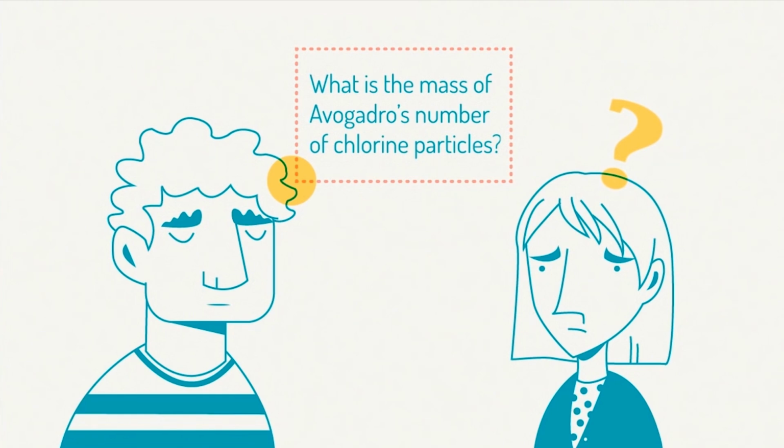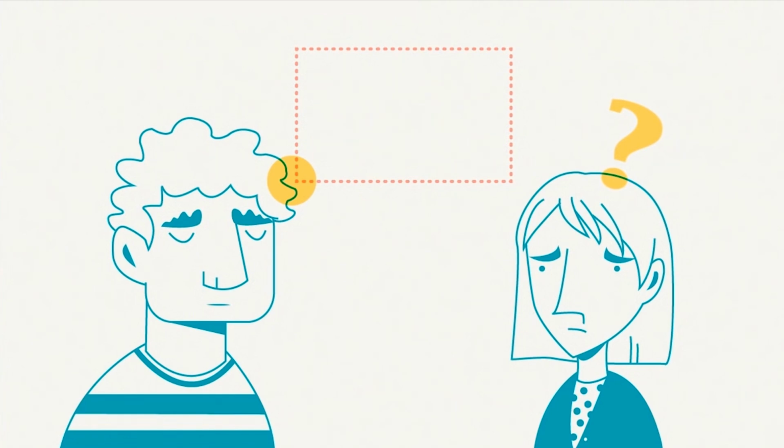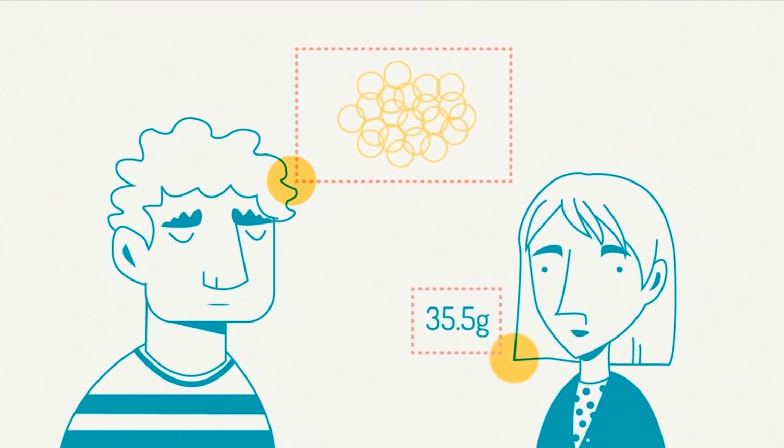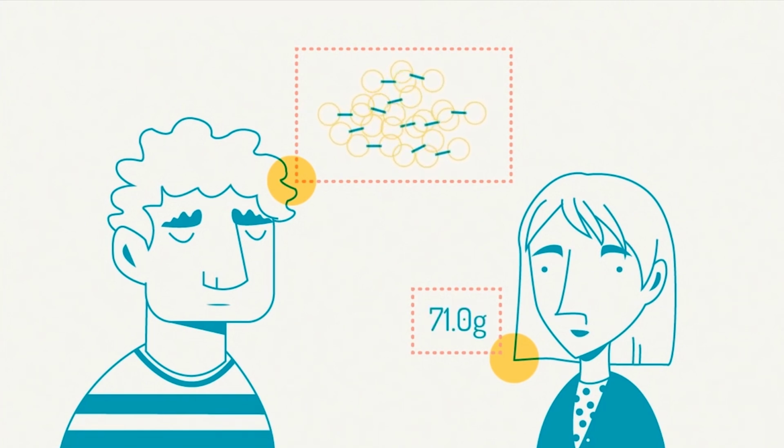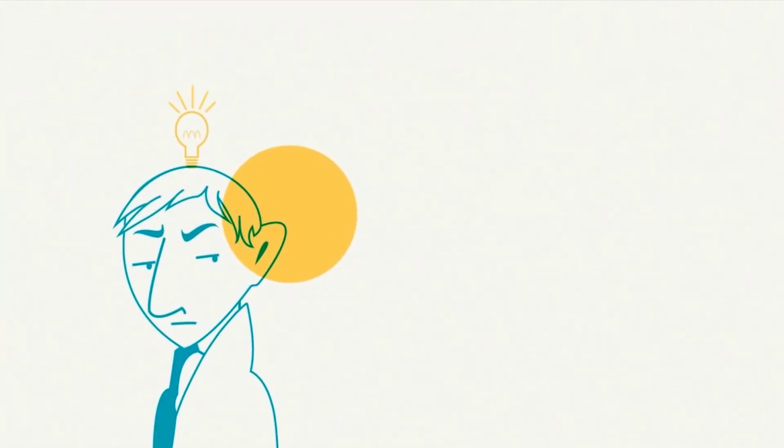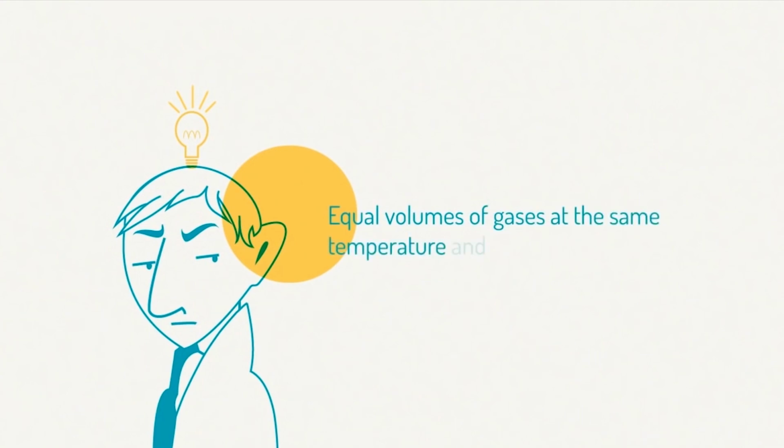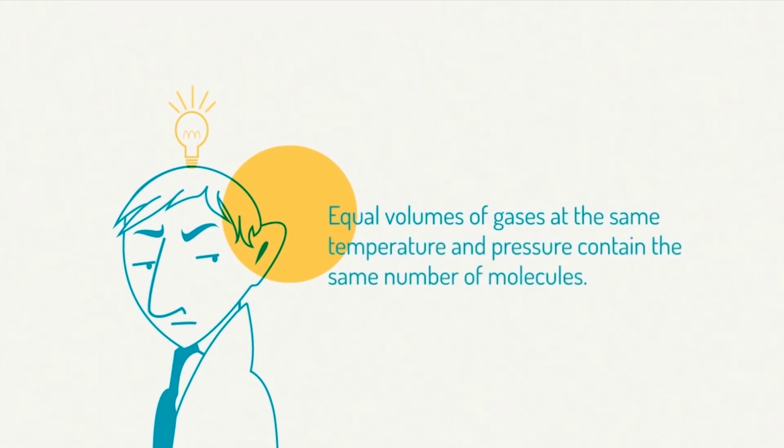If someone asks you what the mass of Avogadro's number of chlorine particles is, it is impossible to answer the question without the person going into more detail. If by chlorine particles they mean chlorine atoms, the answer is 35.5 grams. If, however, by chlorine particles they mean chlorine molecules, the answer is 71 grams.